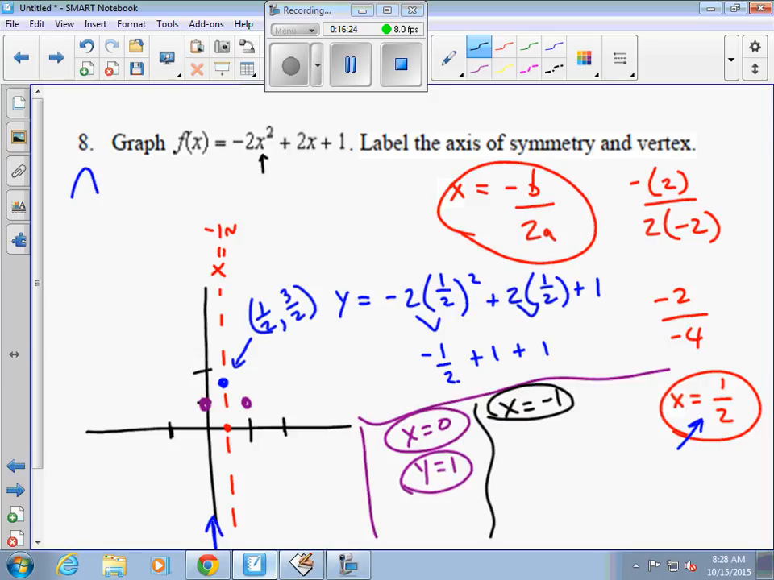-1 squared is 1. 1 times -2 is -2. -1 times 2 is -2. And then plus 1. So -2 minus 2 is -4. And -4 plus 1, y's value is -3. So that gives you your y value. So when x is -1, y is -3, that point right there. And again, if that point's there, this one's mirrored on the other side. And you can draw your graph from those 5 points.